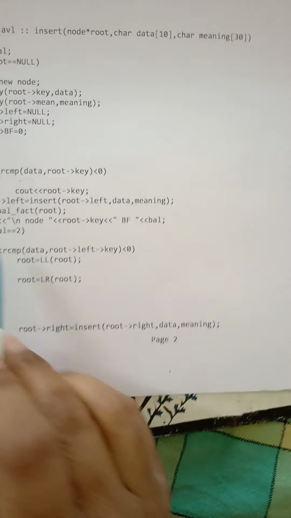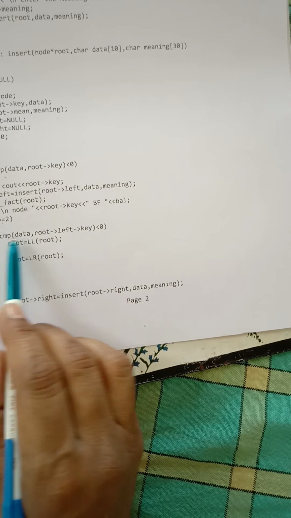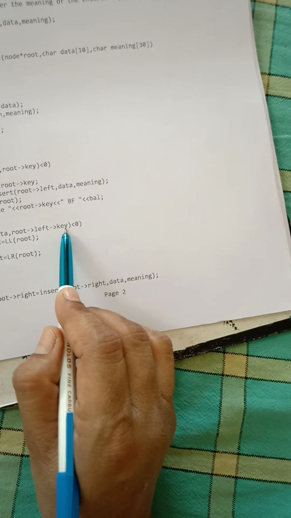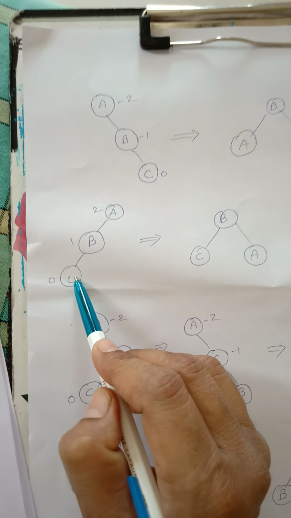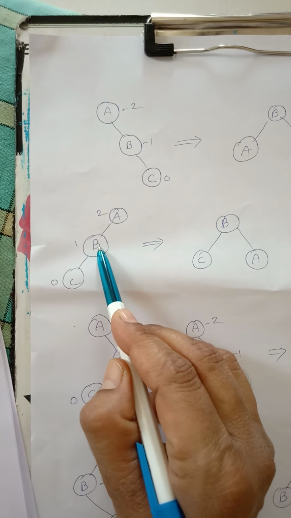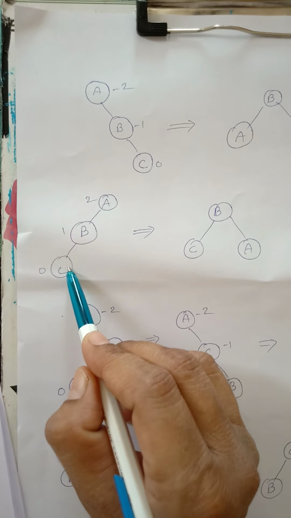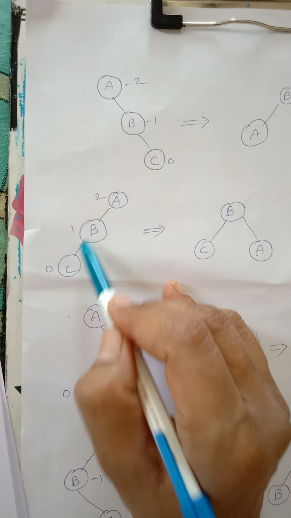See, if the balance factor of the root is 2, then compare the strings. String comparison: data, comma, root of left of key. Root of left of key means this. Root of left, its key, meaning the data that you have newly inserted, plus this, the comparison of these two will be done.